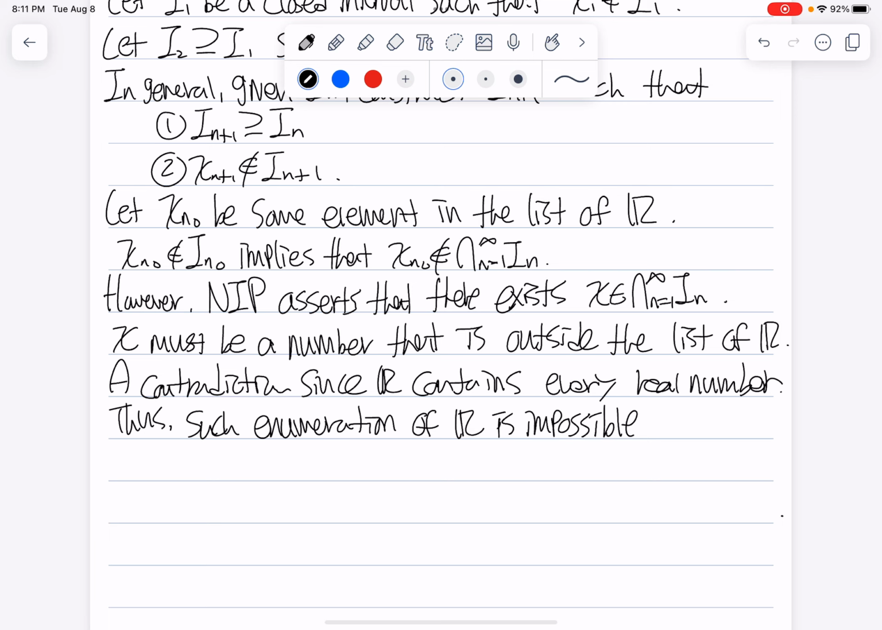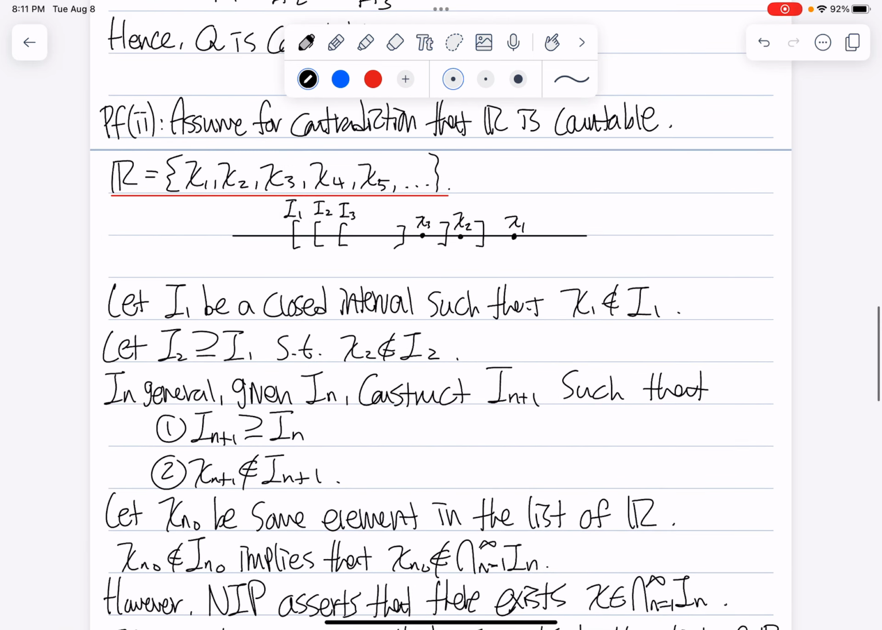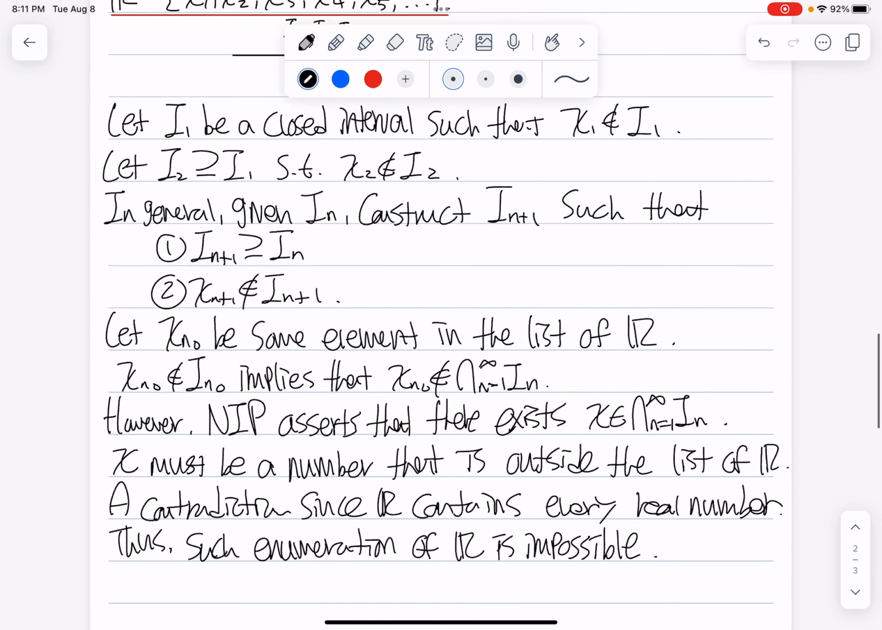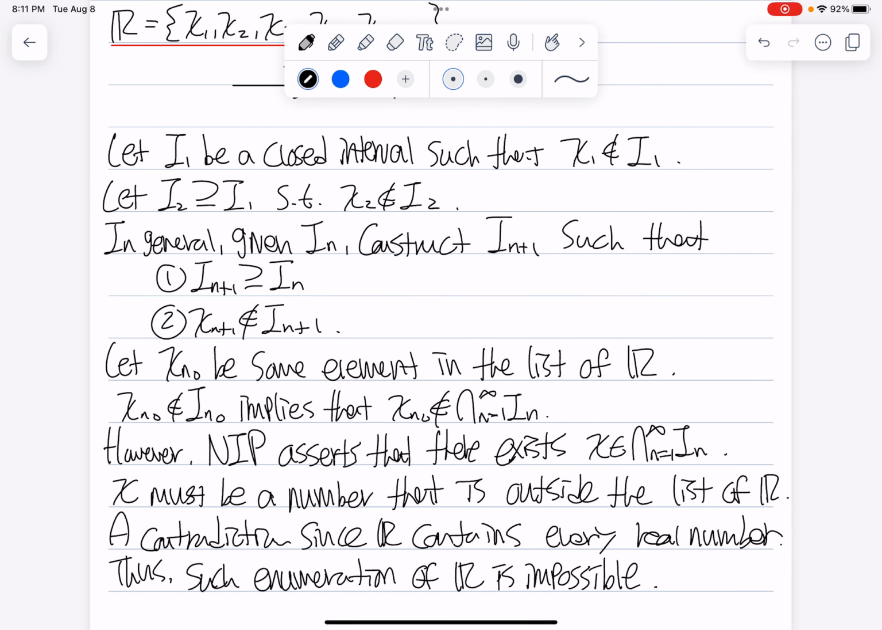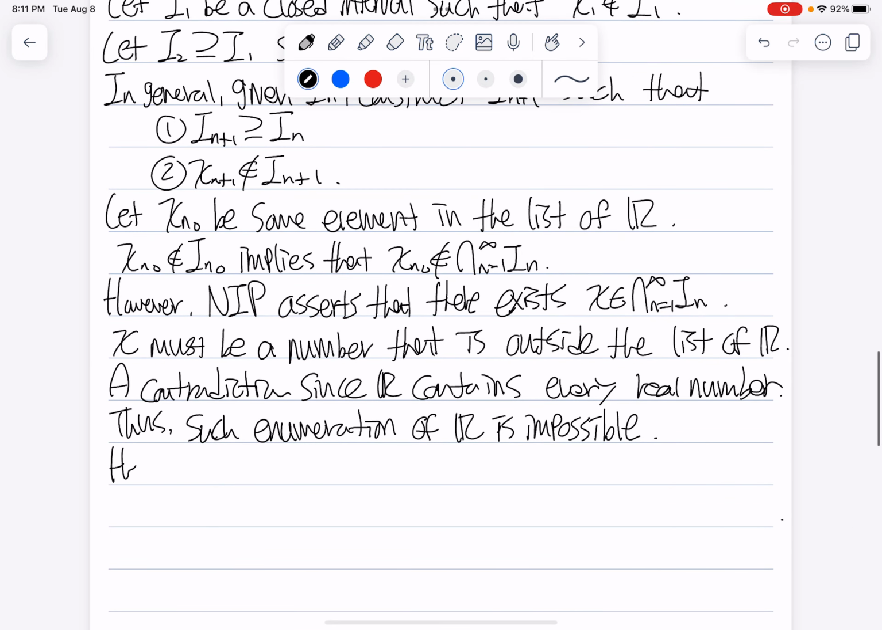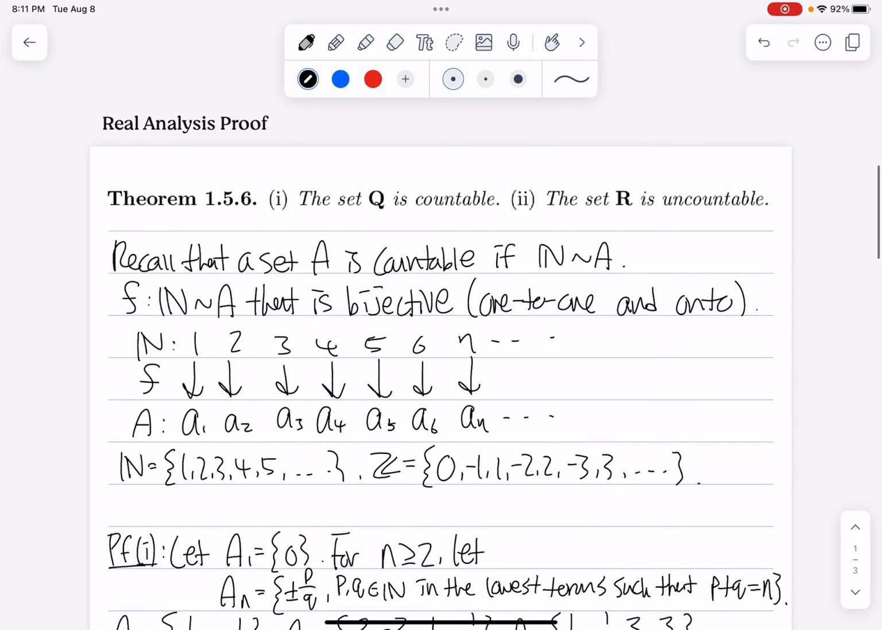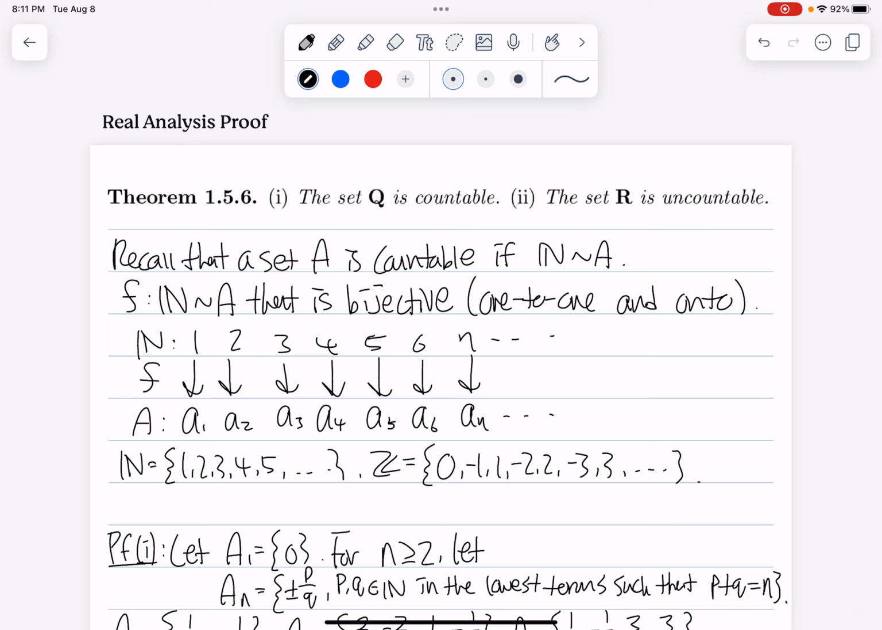We can't just list out the real numbers like this, like we did for the natural numbers, because they far outnumber the natural numbers. Hence, R is uncountable. And that's the end of our proof. So we showed that the set of rational numbers is countable and the set of real numbers is uncountable.